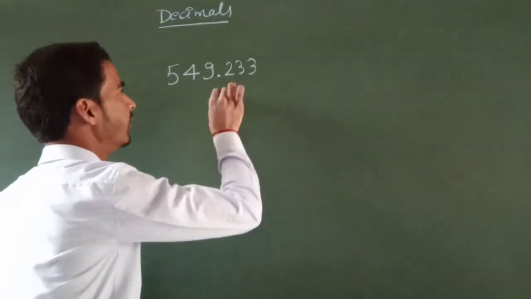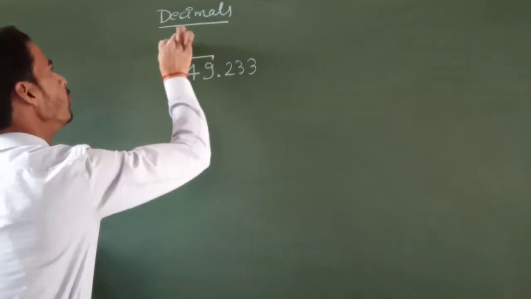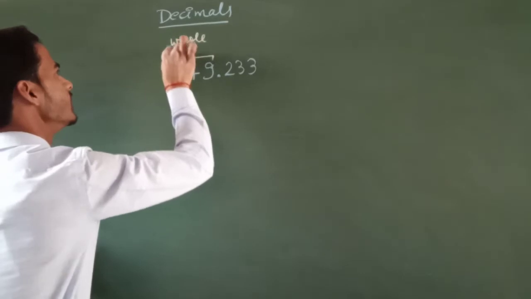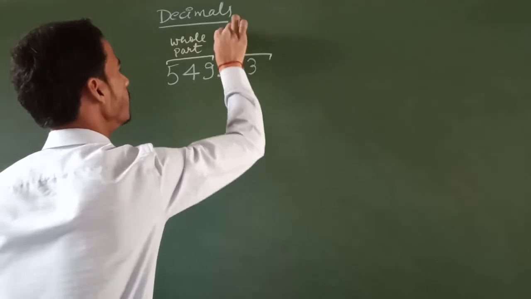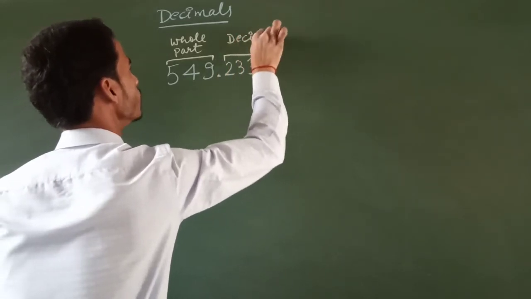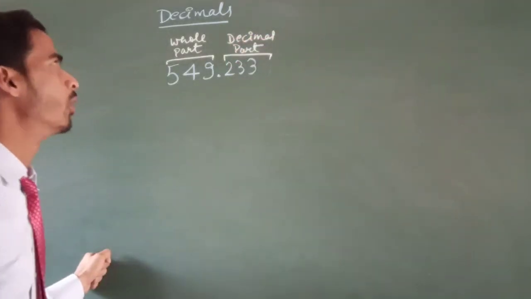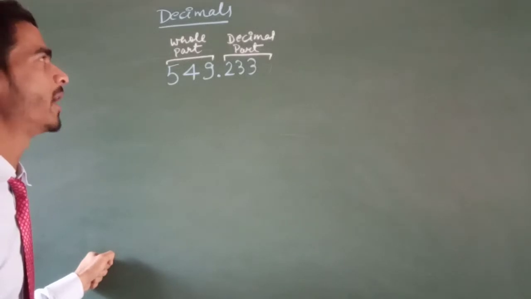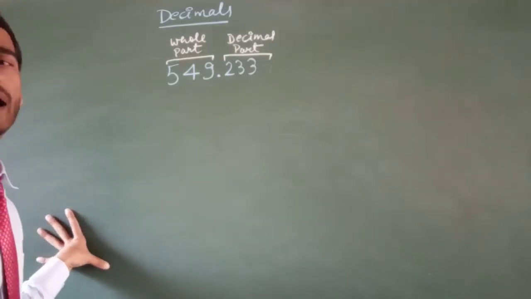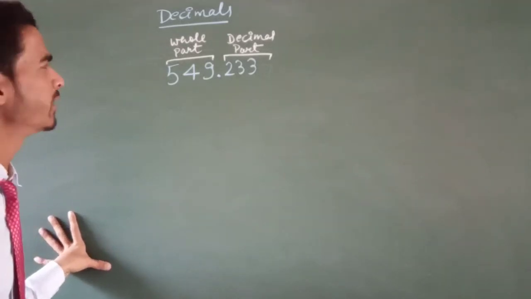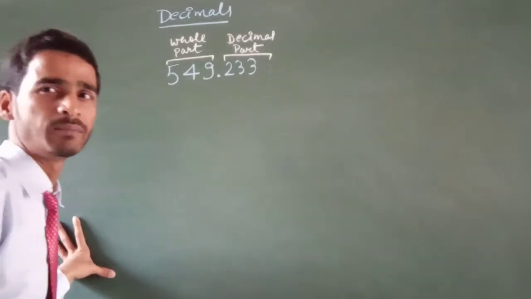So let's start. Firstly, we can say that this part is called the whole part, and this part is called the decimal part. After the decimal point is the decimal part, and before the decimal point is the whole part. In other words, the left side of the decimal is the whole part and the right side of the decimal is the decimal part.